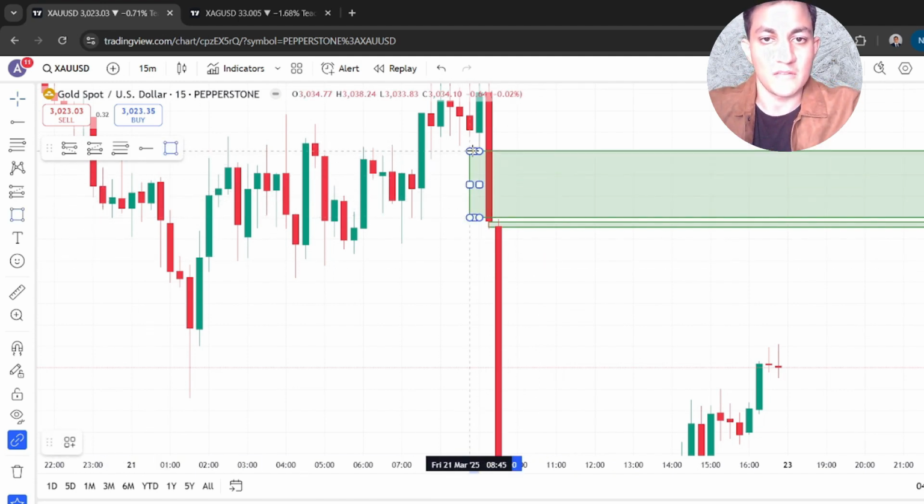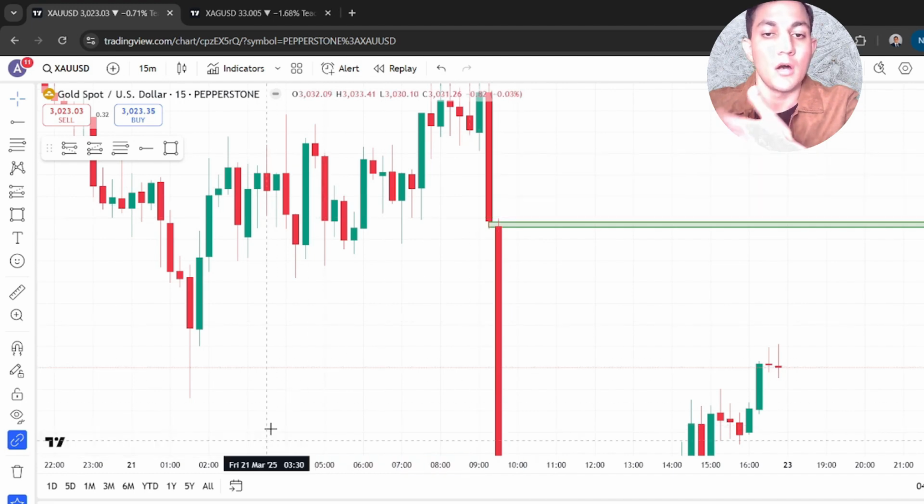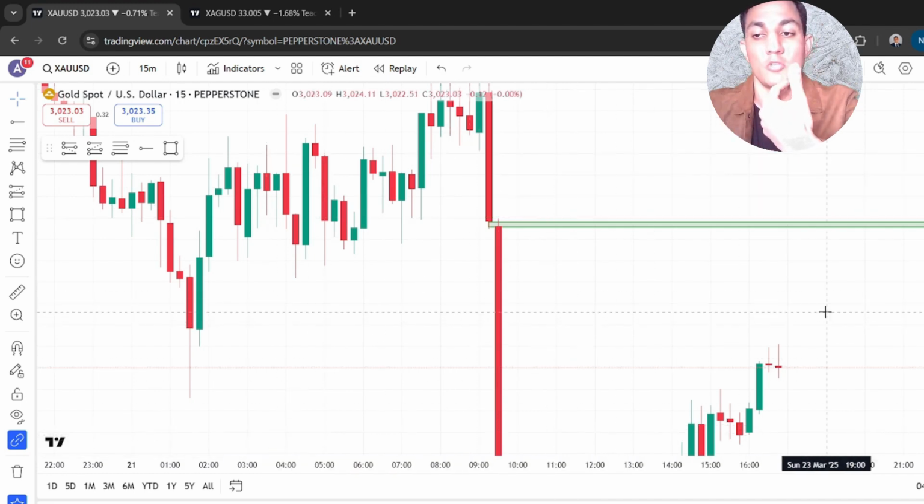So this is the fair value gap. Let me just do it. From here to here, this is a typical bearish fair value gap, right? Most people are aware of that, right? A fair value gap, you see it quite a lot in price action.